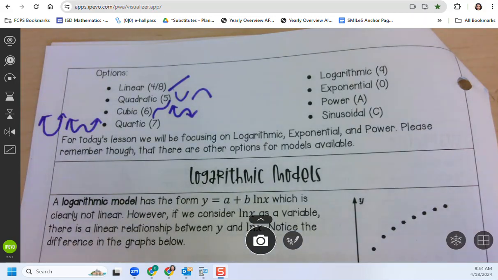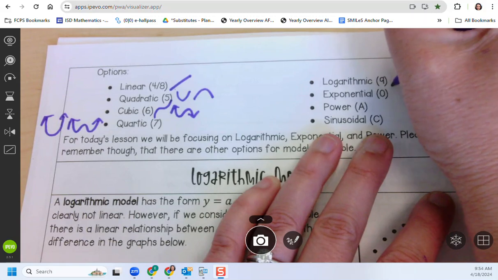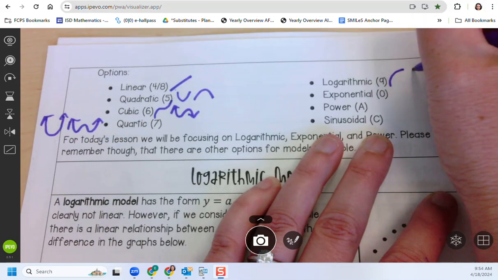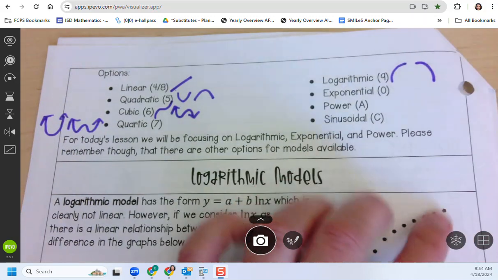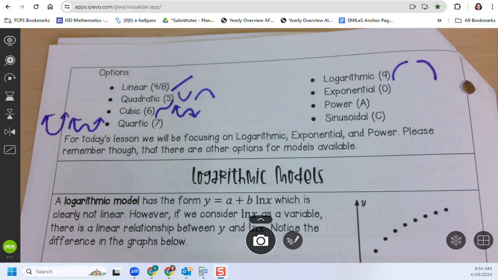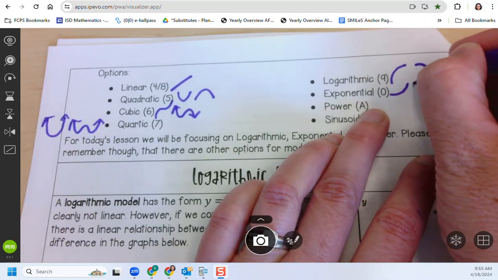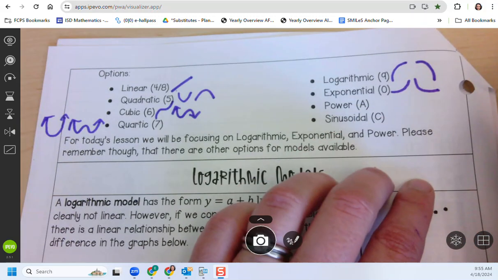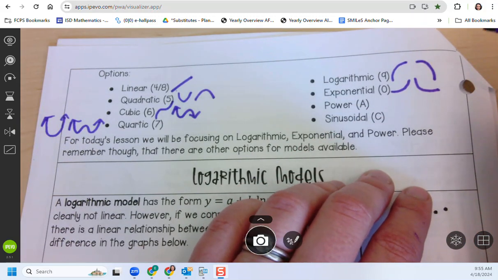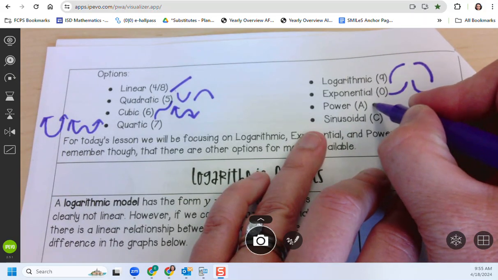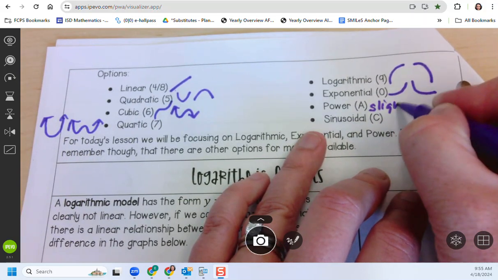Logarithm could look like the one we just looked at, like this. But it could also be this way, right? Exponential, it could be like exponential growth, or it could be exponential decay. Power can look all kinds of ways, but if there's a slight curve in the data, that's often what we're looking at, a slight curve.